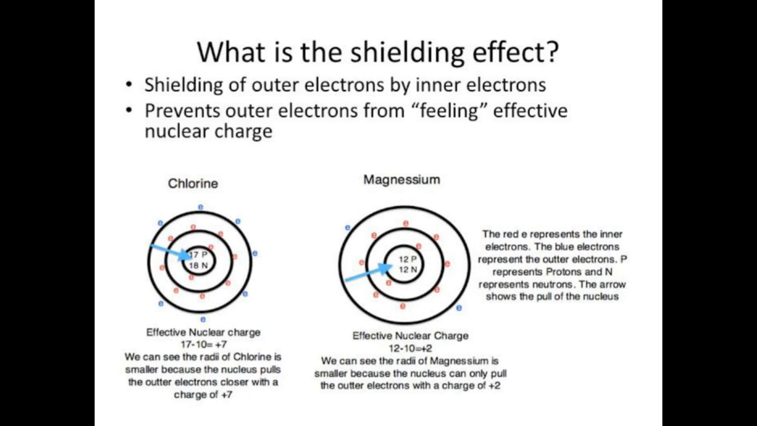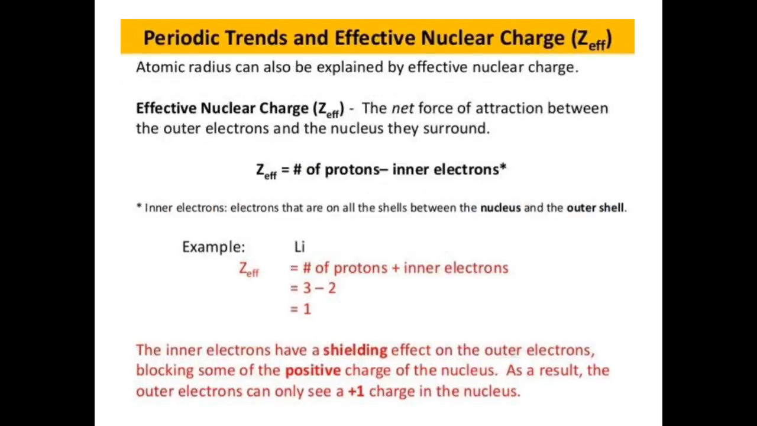However, another one that we have is the effective nuclear charge. The effective nuclear charge is the net force of attraction between outer electrons and the nucleus they surround. Across the period, it will increase because there is an increase in the number of electrons without a corresponding increase in the number of shells. So the effective nuclear charge will increase across the period, while it decreases down the group.